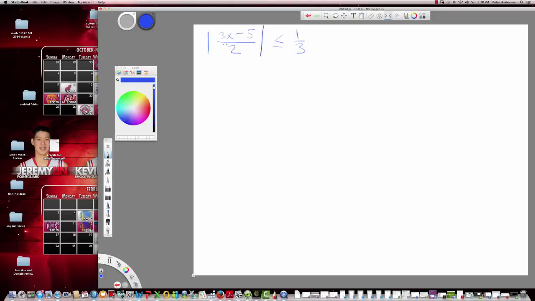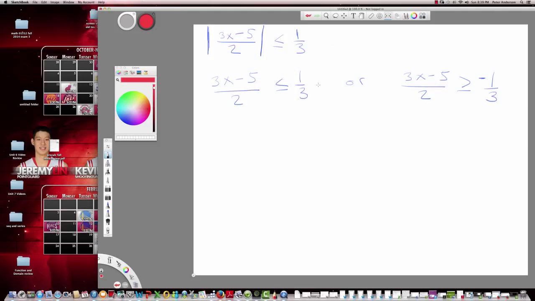All right, let's take a look at this question here. Absolute value of (3x minus 5) over 2 is less than or equal to 1/3. Okay. All right. So what does absolute value mean? Well, this statement means that (3x minus 5) over 2 is less than or equal to 1/3, or we have (3x minus 5) over 2 is going to be greater than or equal to negative 1/3. So we have to solve both of these cases.